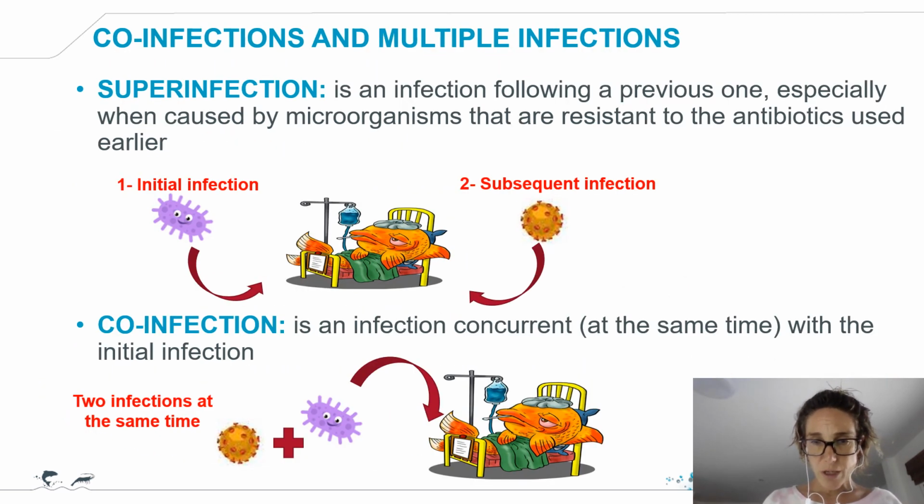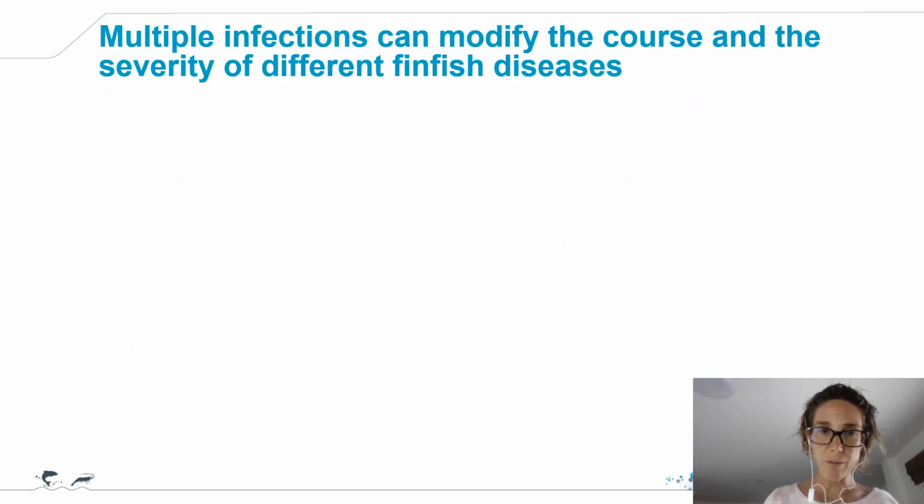There are also other definitions that might be useful for you to consider. Superinfection normally is an infection that is following a previous one, especially when the microorganisms causing the disease are resistant to the antibiotics or antimicrobial used earlier. And a co-infection is considered when both pathogens are acting at the same time.